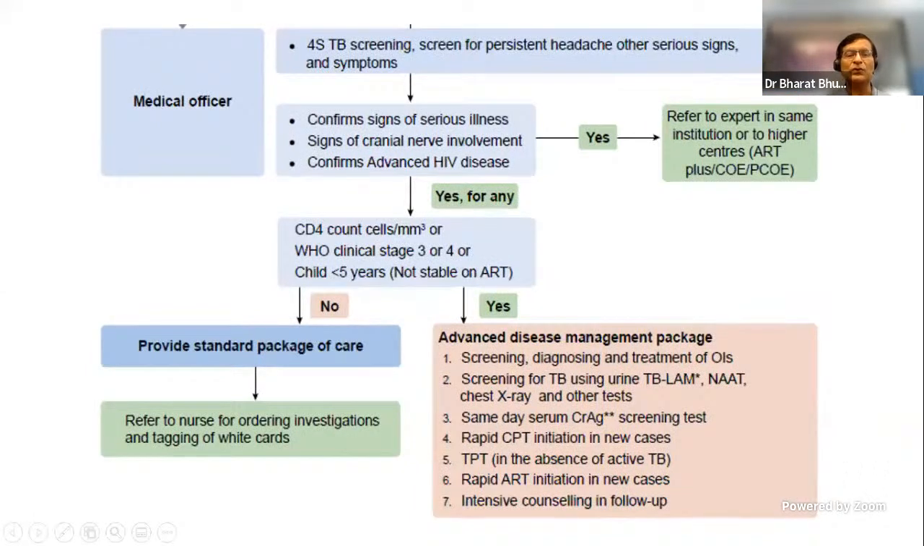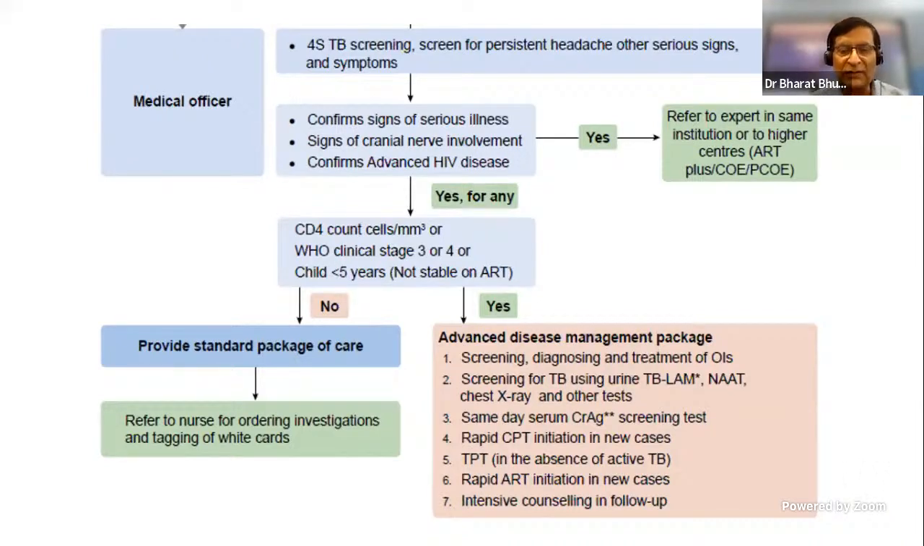Then the patient goes to the medical officer for a similar evaluation, particularly for serious signs. The medical officer also confirms these signs of serious illness. They also look for signs of cranial involvement and confirm advanced disease. So if there are any signs of serious illness or cranial involvement, then the person is referred to an expert in the same institution or to a higher priority center.